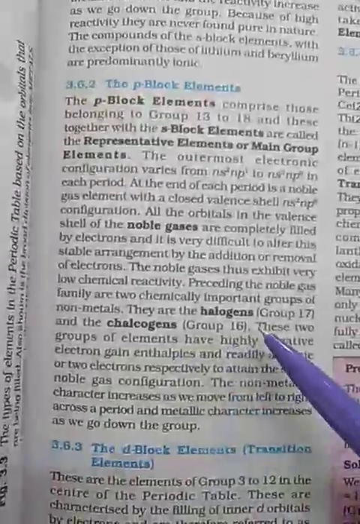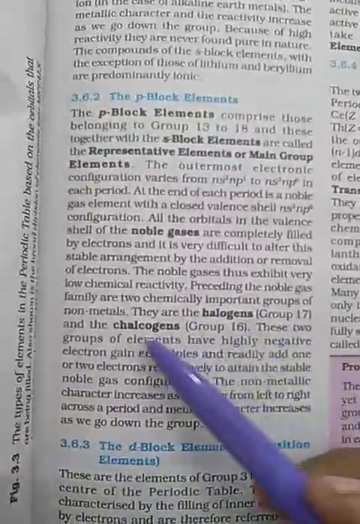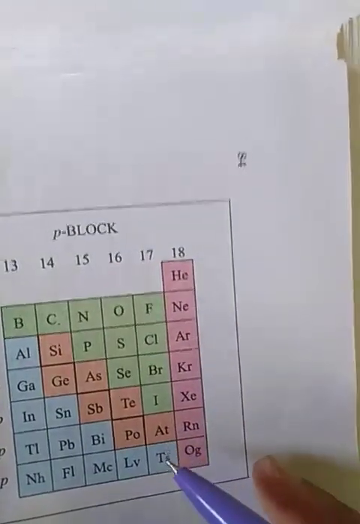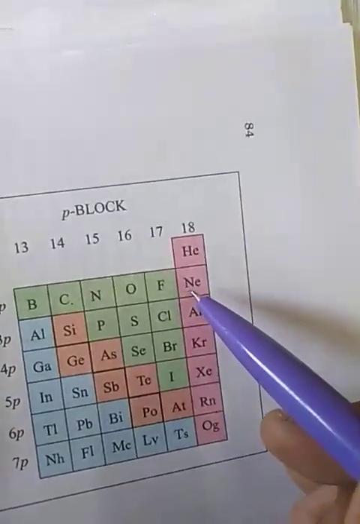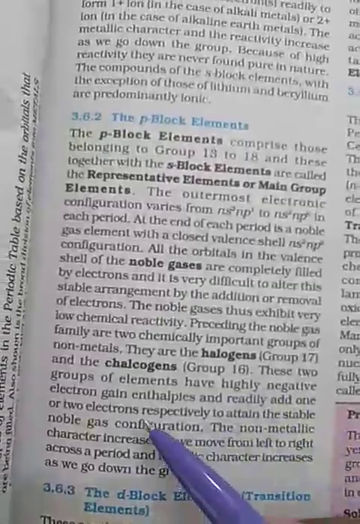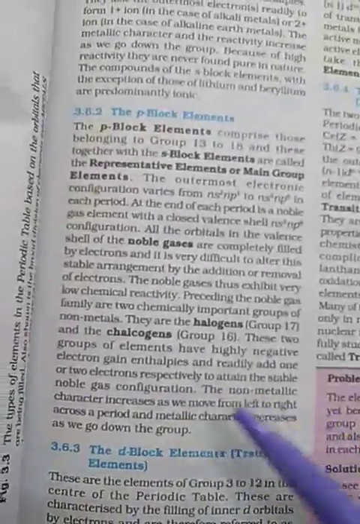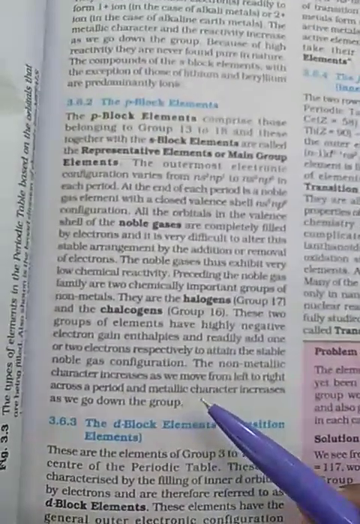So they are the halogens. Now, preceding the noble gas family are two chemically important groups of non-metals, called halogens, group 17: fluorine, chlorine, bromine, iodine, astatine. They will be plus 7, but they will not lose, they will gain. So they are called the halogens or chalcogens. These two groups of elements have highly negative electron gain enthalpies and readily add 1 or 2 electrons respectively to attain the stable noble gas configuration.